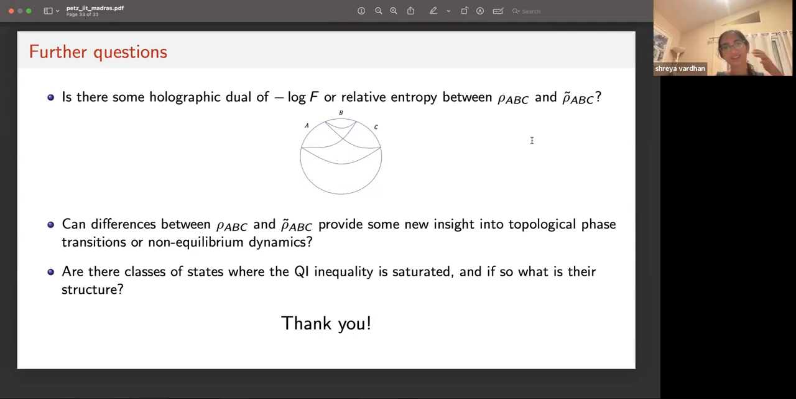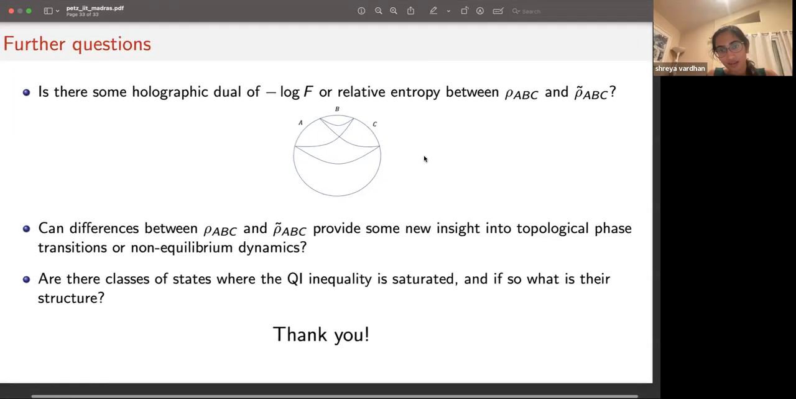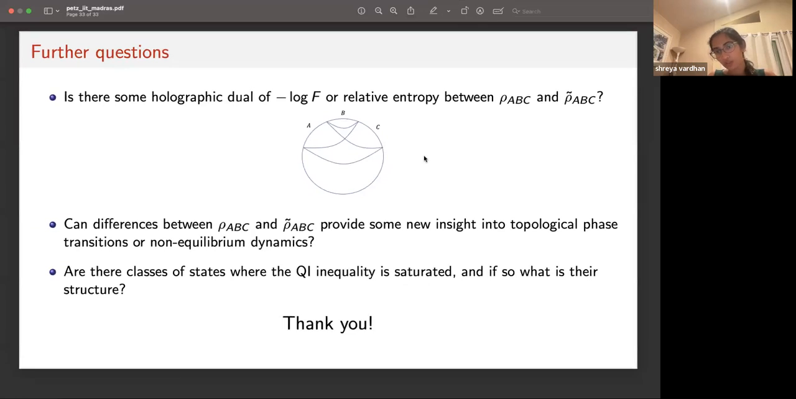But yeah, so I guess some further questions, besides the various puzzles that I highlighted during the talk, are whether this quantity has some holographic dual, which is relatively simple. So either for the fidelity or the relative entropy, if we can identify some holographic dual, it's possible that that could give us some easier way of computing these things, or it might be a lot harder. It's hard to say. But in any case, we have some concrete predictions that we can try to compare to any gravity calculation.